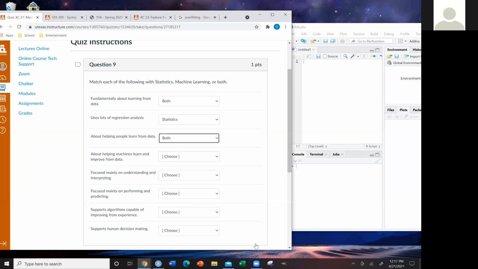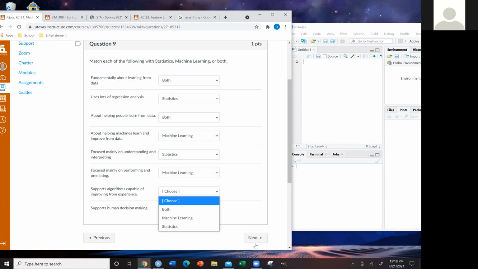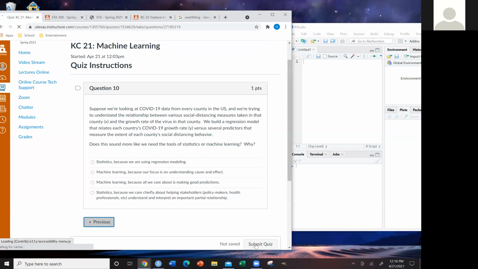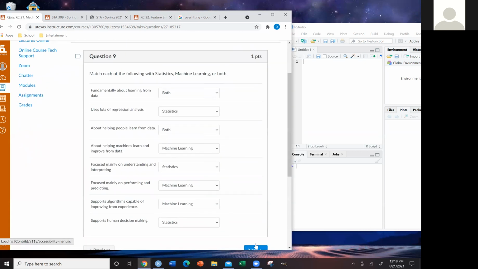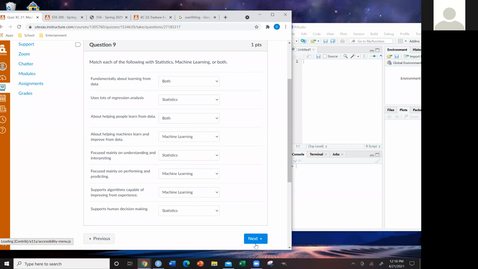Machine learning and statistics are really the same thing. About helping machines learn and improve from data. That sounds like machine learning. Focused mainly on understanding and interpreting. I think that sounds like statistics. This is machine learning, performing and predicting. Supports algorithms capable of improving from experience. Sounds like machine learning. And then supports human decision making. Sounds like statistics. So I'm the only one I'm unsure about. If I were to revisit, it might be that answer choice number 2 might be both. We definitely, I'm going to say we're good.